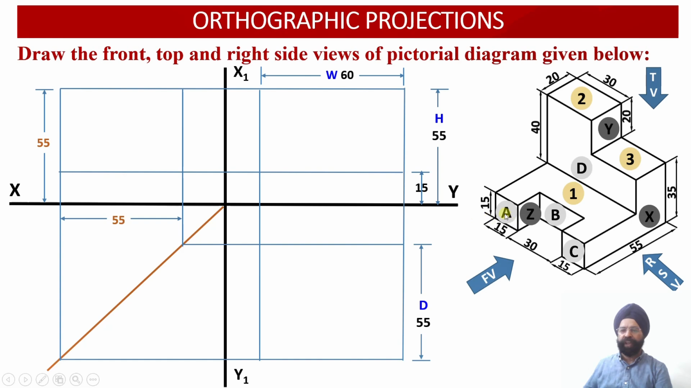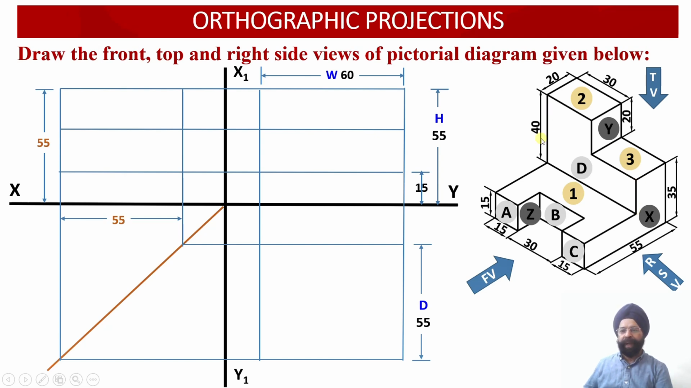This is corresponding to the surfaces A, B and C. The surfaces A, B and C have height equal to 15 millimeter. And another thing, the width of surface A happens to be 15 millimeter. The width of surface C happens to be 15. So the width of surface B will be 30 millimeter. Similarly, we have the second step over here.